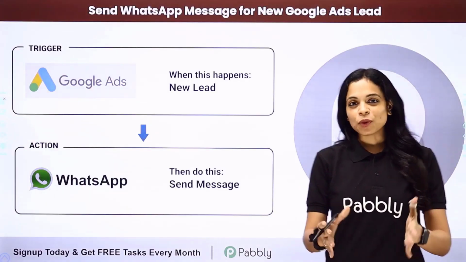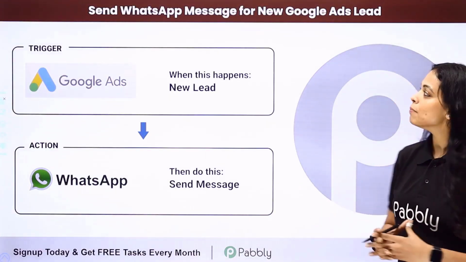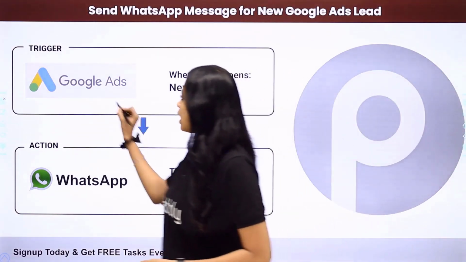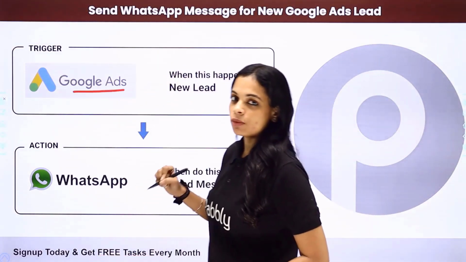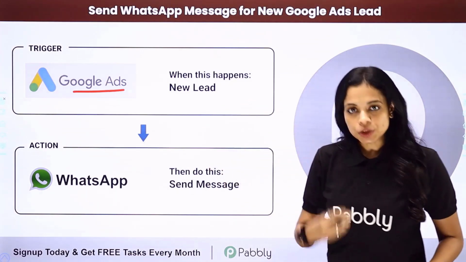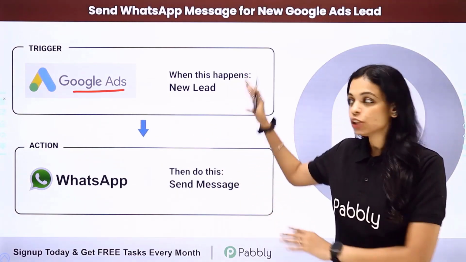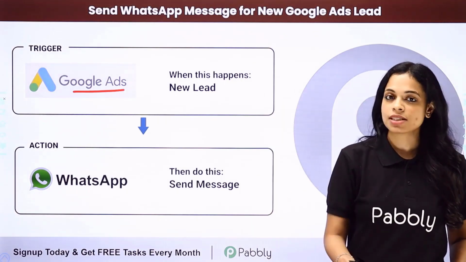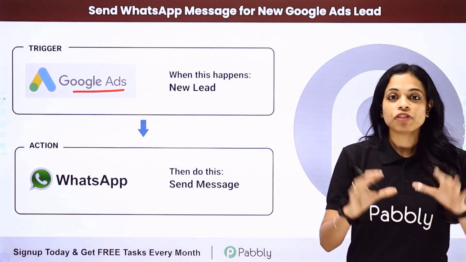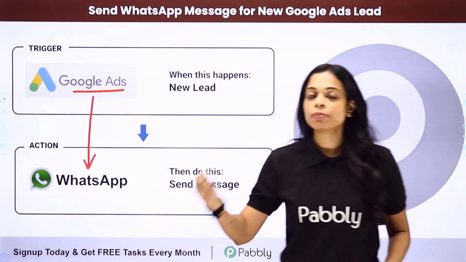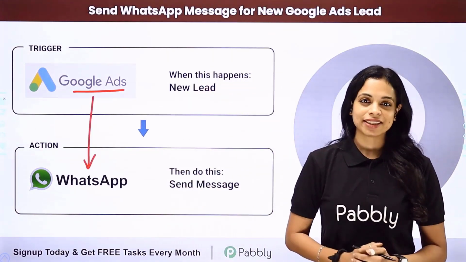In this video, we are going to see how to send WhatsApp messages for new Google Ads leads. So let's say that you're using Google Ads as an online advertising platform, where every time you receive a new lead, you want the information about this new lead to be shared with your team on WhatsApp. Now how can you do that? For this you will have to set up some integration between Google Ads and WhatsApp, and the same thing can be done using Pabbly Connect software.